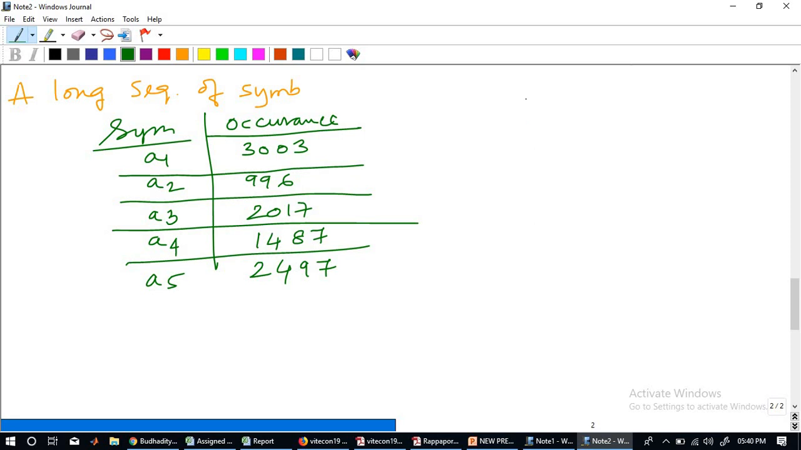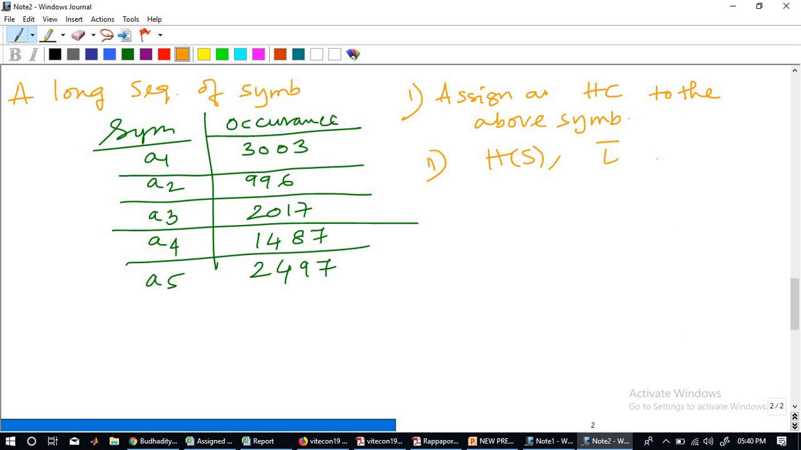The question is, assign a Huffman code to the above symbols. Also calculate the entropy, the average code word length of this particular code, and third, calculate the efficiency of the code.